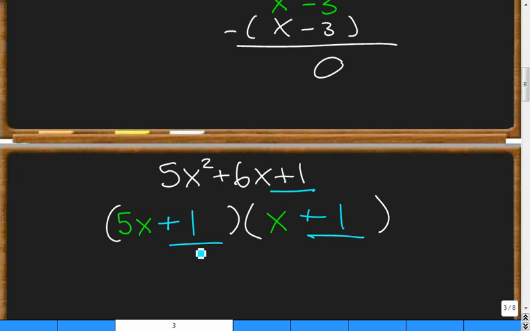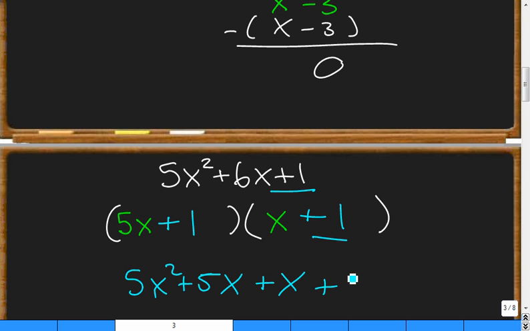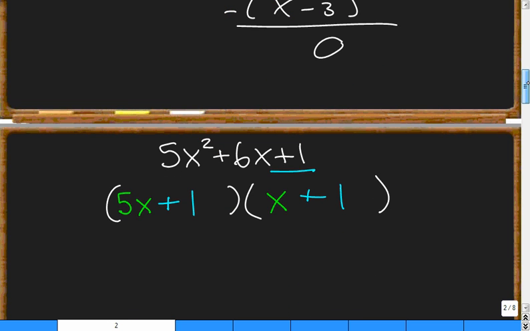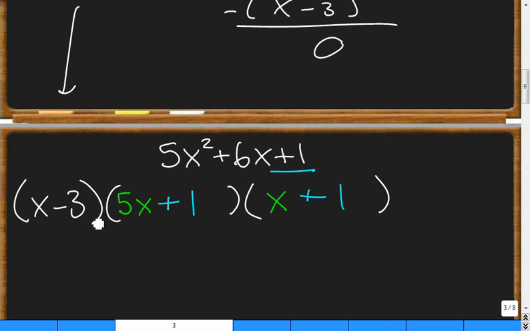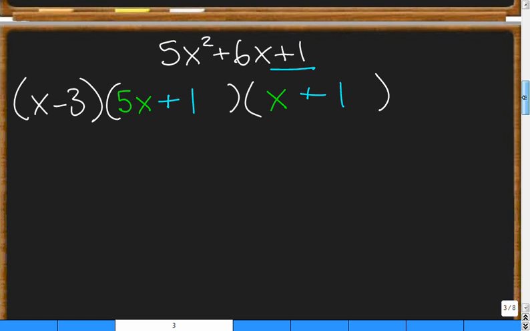So we end up here, right? If we were to multiply this out, FOIL, this makes 5x squared. Our outside makes a positive 5x. Our inside makes a positive x. And our last makes a positive 1, which is the same thing that we had on the top. So we now have this as a factor. Now we bring down our x minus 3 from earlier. And we have completely factored our equation, right?